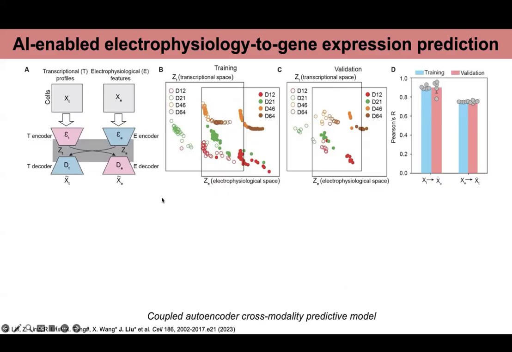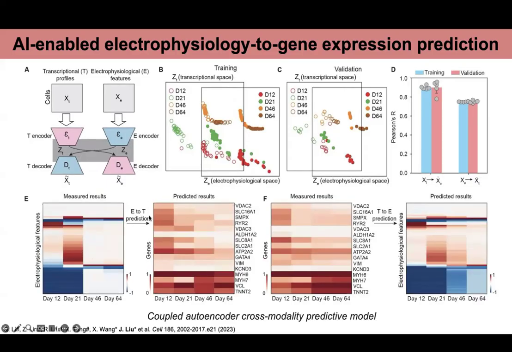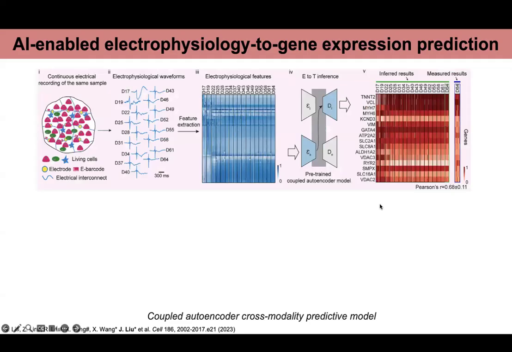This is a model named the coupled autoencoder. Basically, it learns the correlation between the different modalities, which enables cross-modality prediction. For example, use the electrophysiology to predict gene expression or vice versa. This is quite important because measuring gene expression at this large scale is a terminal measurement: you have to sacrifice the tissue. But electrophysiology, on the other hand, can be measured continuously, especially by using flexible or stretchable electronics. Even during tissue development, we can measure the electrical activity stably over time.